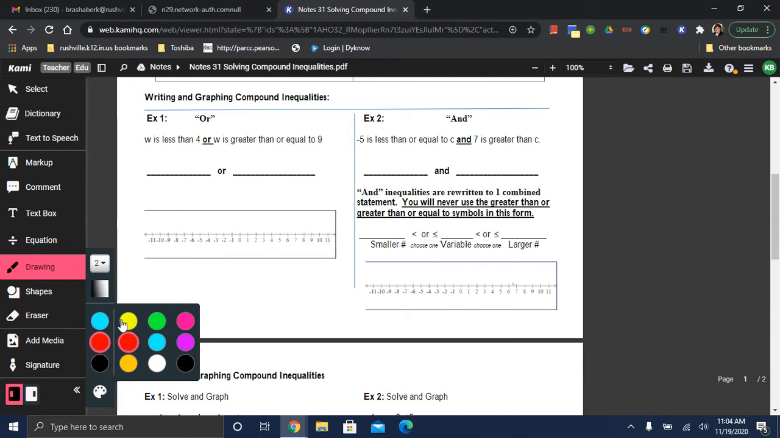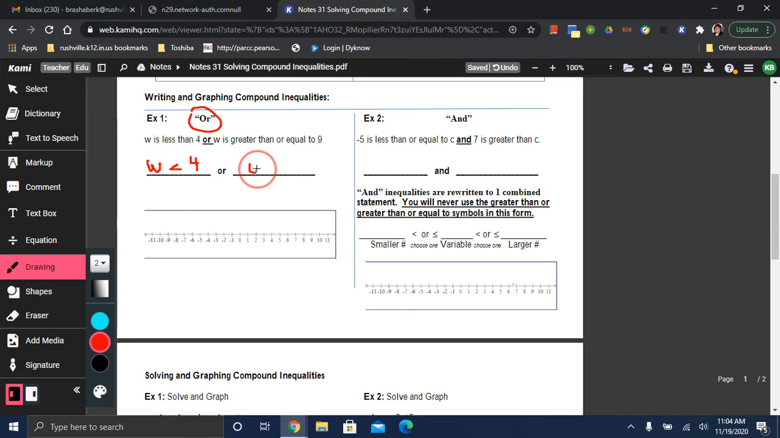So we'll go with the or example first. And it says W is less than 4. I'm going to fill that in this first blank. W is less than 4. Or, and then it says W is greater than or equal to. So W greater than or equal to 9.